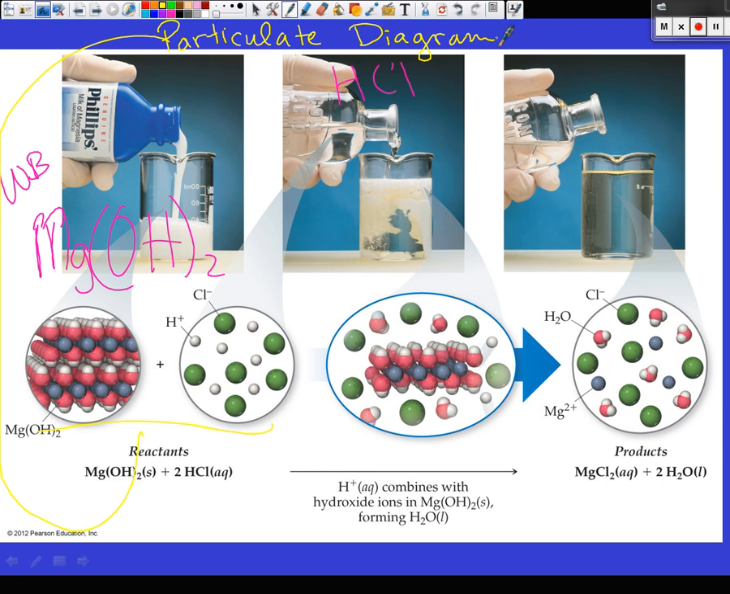So this is a particulate diagram. If you ever see or hear this phraseology, that's kind of what it's talking about. How can you look into these two circles and simply know if it's strong or weak based on the pictures alone? This tells you that those are ions. Do you see any compounds, any atoms connected together? No. So this is 100% ions, which tells me it's strong.